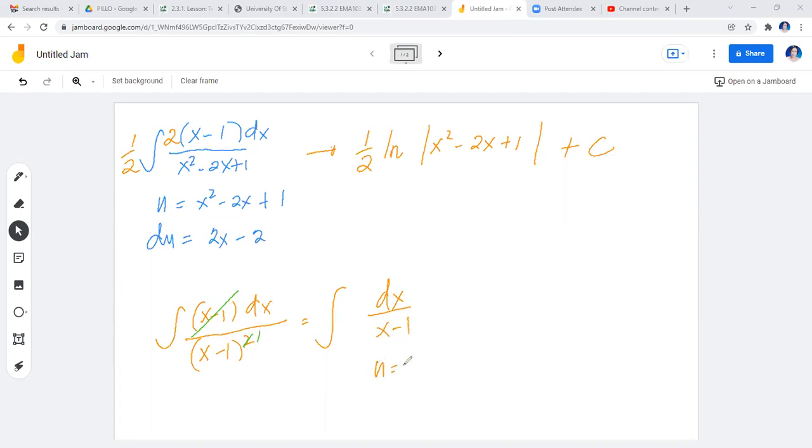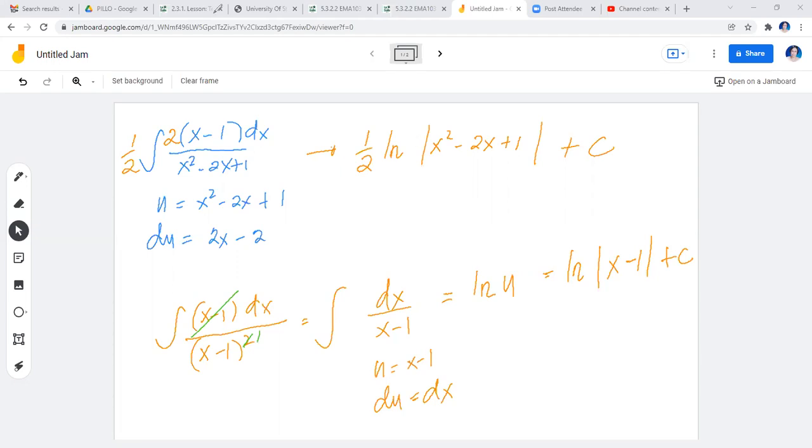So if your u is x minus 1, your du is dx. So then this must be the ln of u. And what is u? So ln of x minus 1 plus c. You see? If you have a keen eye and you're still very much connected to your algebra, it's simpler this way than this way.